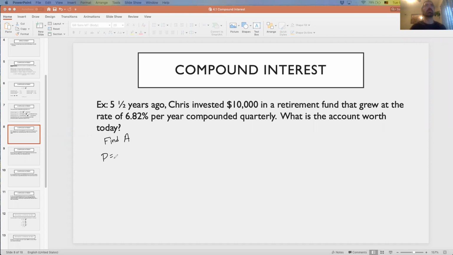So it's useful to identify our variables. How much did we invest? Chris invested $10,000. What was the interest rate? 6.82% or 0.0682, written as a decimal. What's the time? This was 5.5 years ago, so 5.5 years. And what is the compound? This is compounded quarterly, right? So that means that M is equal to 4. There's 4 quarters in a year.